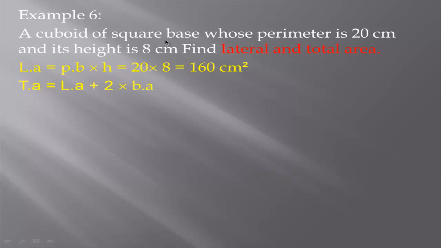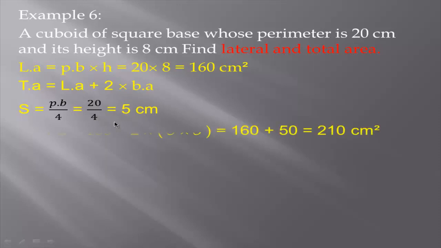I didn't know the measure of my sides. So, how can I get the side length of the square? I can find my side length from the perimeter. So, the side length will be the perimeter of the base over 4. It will be equal to 20 over 4, equal to 5 centimeters. So, now it's easy to get the total area. The total area will be 160 plus 2 times 5 times 5, and it will be 210 centimeters squared.